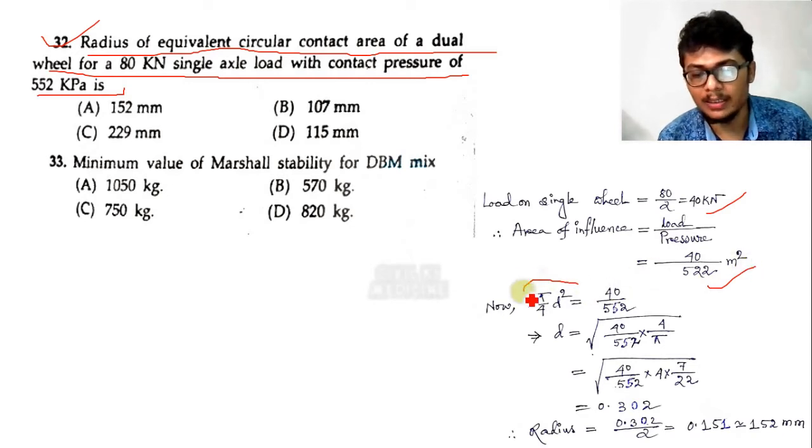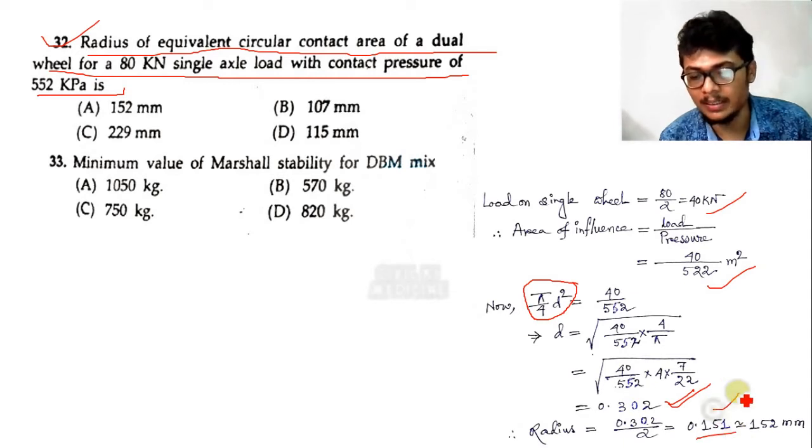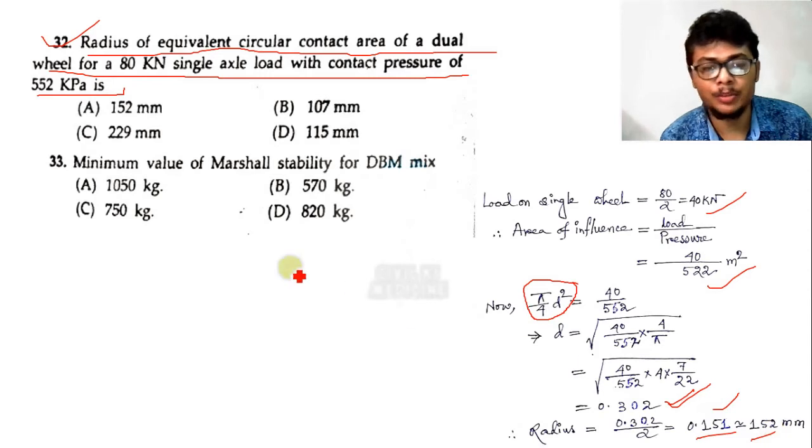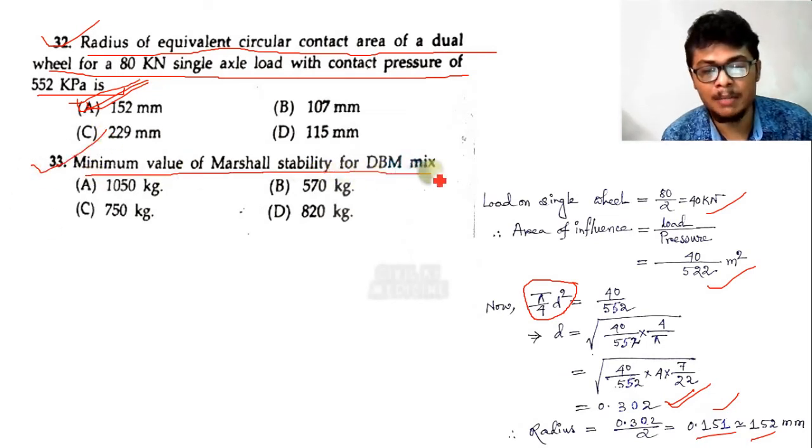Now we know that the area of the circular portion is pi by 4 d square. Now equate this and find out d. This is the diameter, but in the question we have to find the radius, therefore the radius will be 0.151 point something meter, therefore it will be approximately 152 mm. So my answer will be A, 152 mm. Clear? Next question 33. Minimum value of Marshall stability for DBM mix.